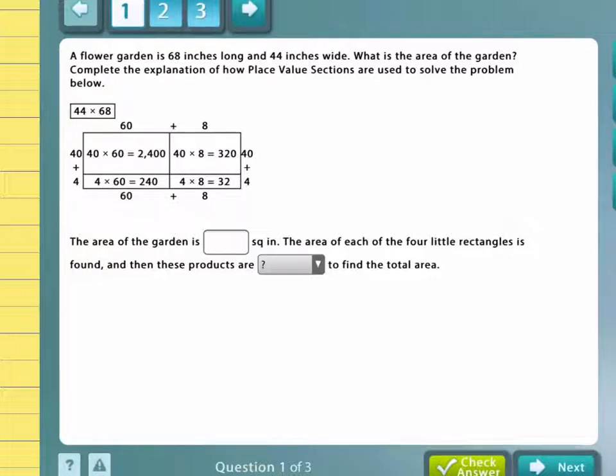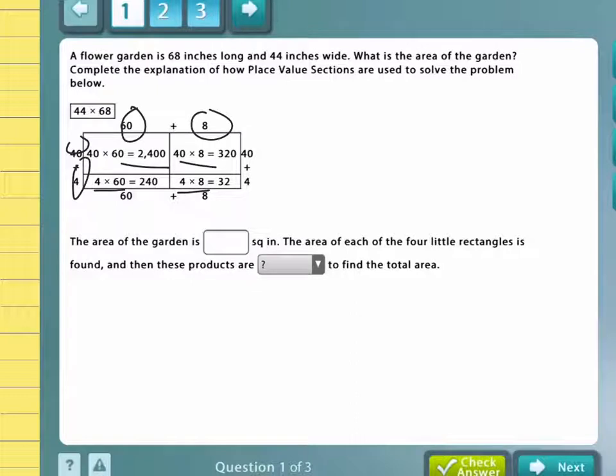Unpacking the problem and drawing the model. You can see it right here. They've got the place value section. They've got the tens and the ones and the tens and the ones. They used the distributive property to get that information. They multiplied the tens by tens to get 2,400. Tens times ones, ones times tens, and ones times ones.